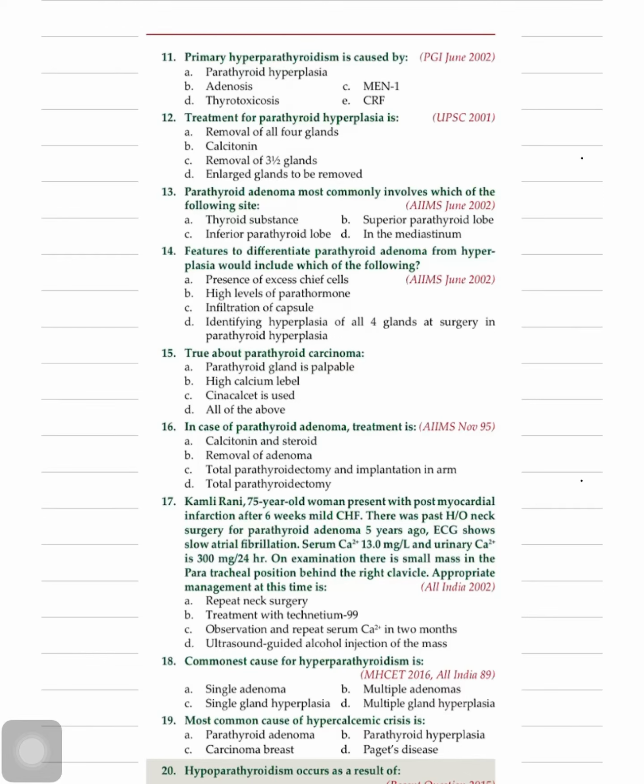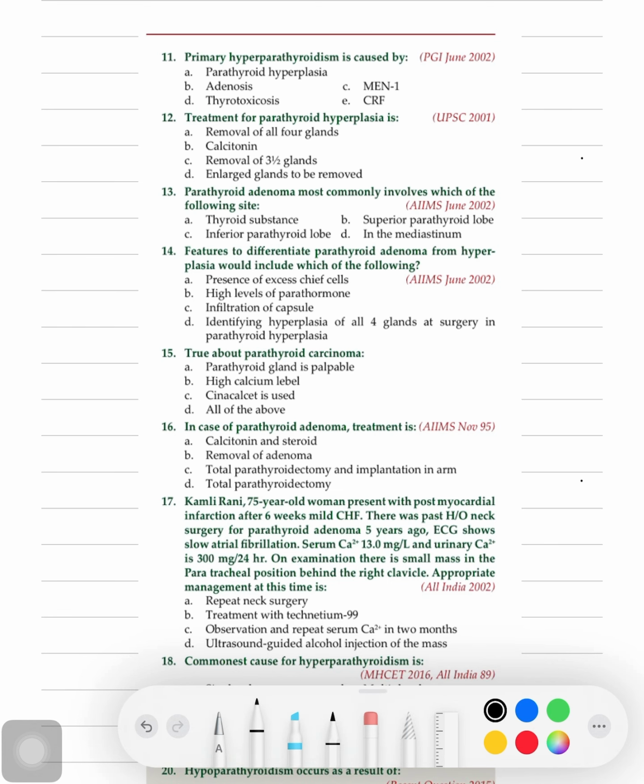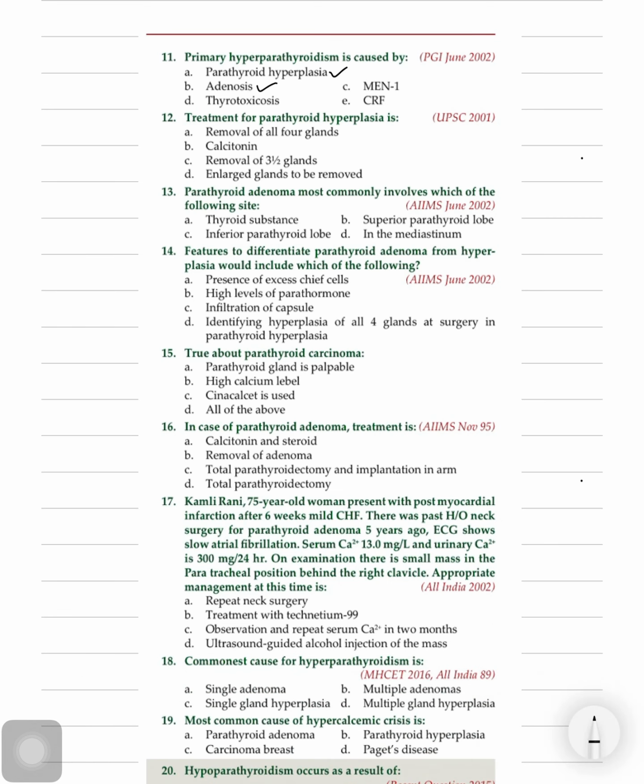Hi everyone, today we'll discuss MCQs on parathyroid glands. Primary hyperparathyroidism is caused by parathyroid hyperplasia, yes; adenoma, yes; and MEN syndrome, yes. Thyrotoxicosis, you don't see hyperparathyroidism. And chronic renal failure, you see secondary hyperparathyroidism and not primary. So, options A, B, and C are correct.